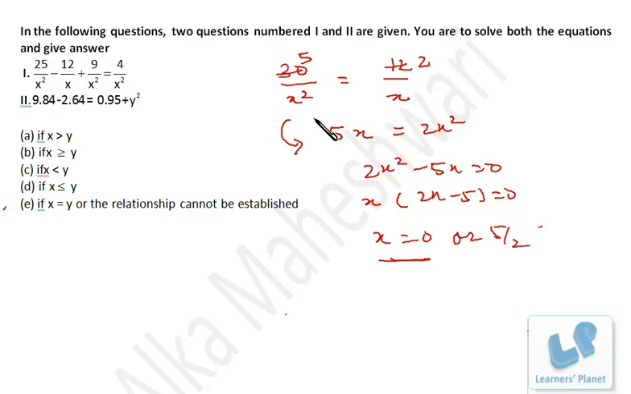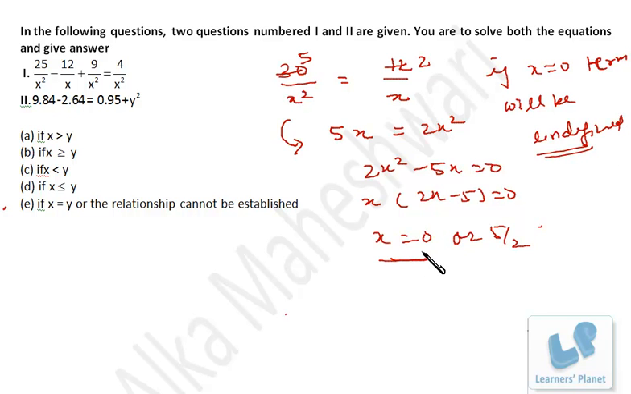Because if x is 0, that means the denominator is 0, we will end up with an undefined term, right? If x is equal to 0, the term will be undefined, right? So we have to discard the value x equals 0. Okay, we have to discard it. x cannot be 0, right?